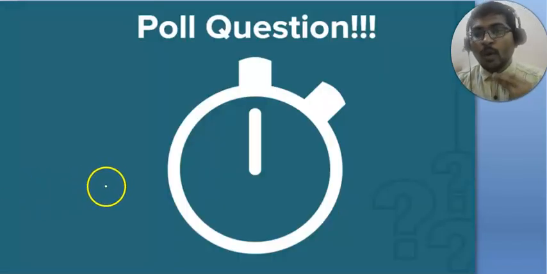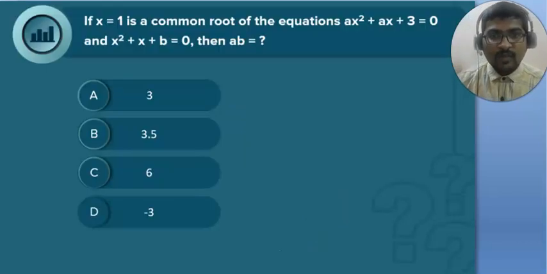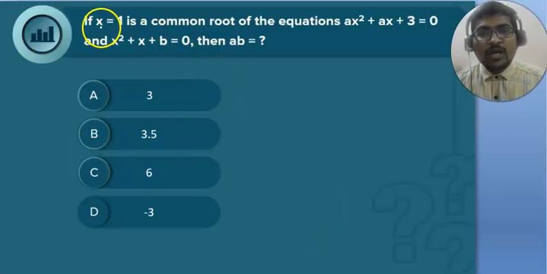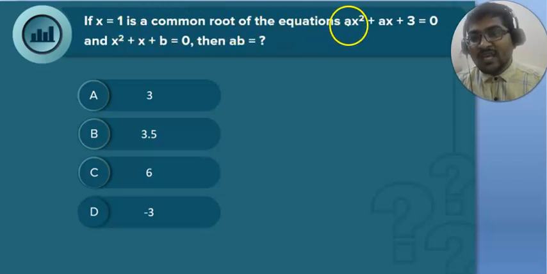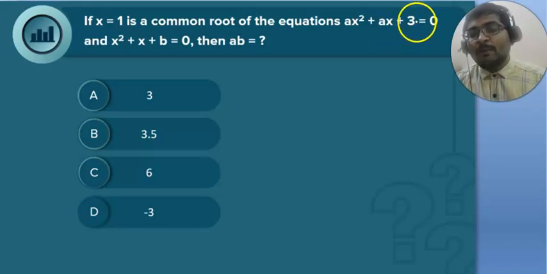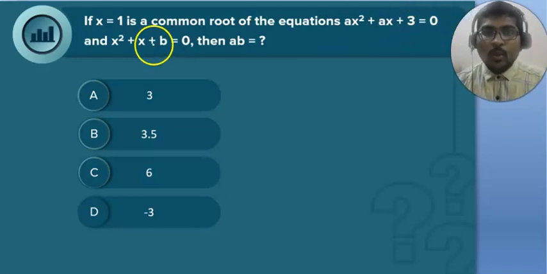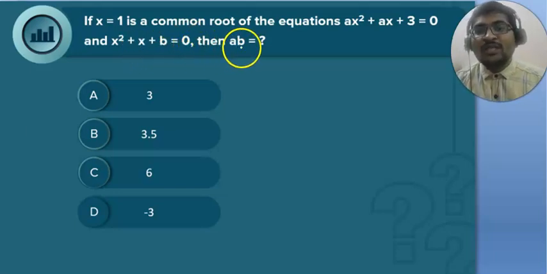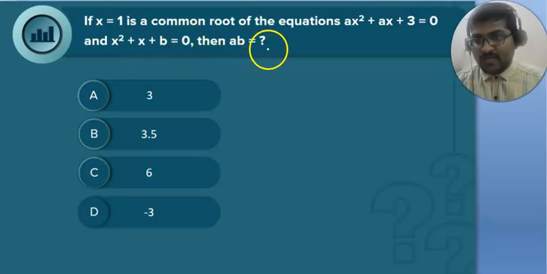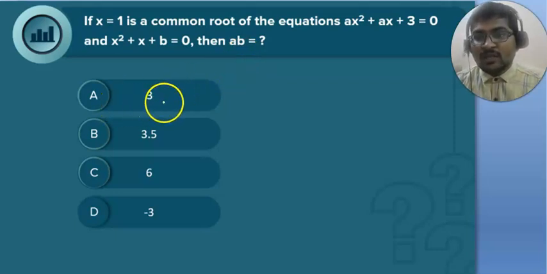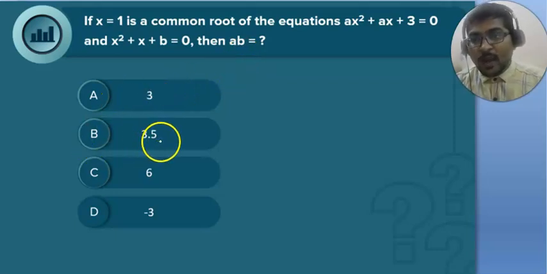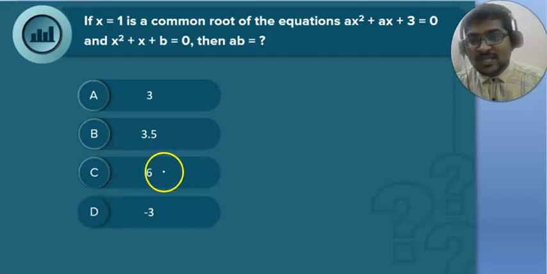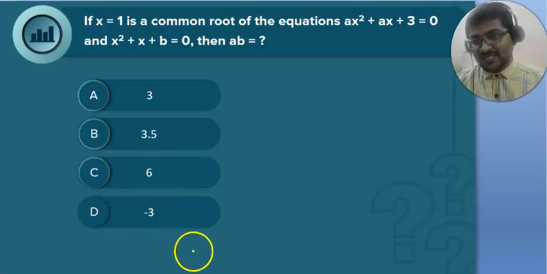Okay, students, let us discuss some important poll questions related to the roots of quadratic equation. If x equal to 1 is a common root of the equations ax square plus ax plus 3 equal to 0 and x square plus x plus b equal to 0, then ab is equal to what? Option A 3, option B 3.5, option C 6, option D -3.